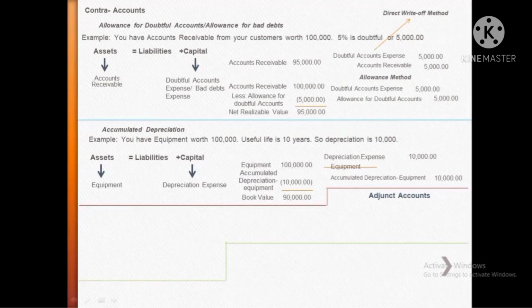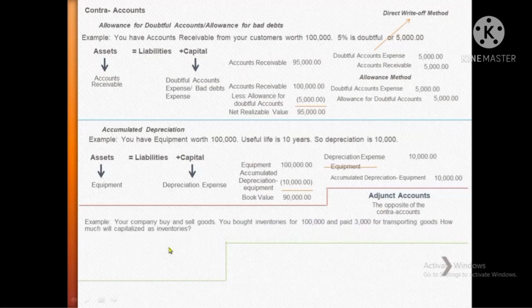So these accounts can still be considered as sub-accounts of a main account, just like the contra accounts. However, their balances add to the balances of the main accounts. That is why this is called the opposite of contra accounts. An example is when your company buys and sells goods.